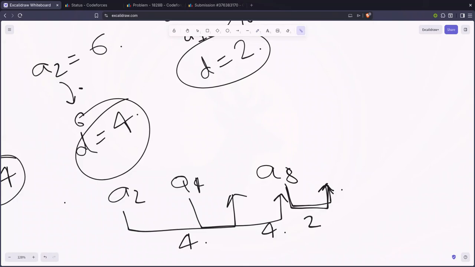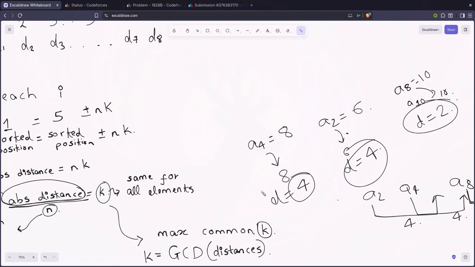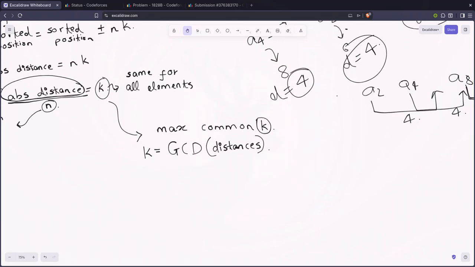Okay, if a8 needs to move a distance of 2 and these two need to move a distance of 4, can we say that instead of directly moving a distance of 4, it can make a distance of 2 twice, that it can break its journey? Because that's what GCD is, right? GCD of 4, 4, 2 is 2. That means a journey of 4 distance can also be made using the journey of 2 distance: 2 jumps of distance 2, right? It is possible. So that's what the problem is, that we need to find the GCD of all the distances.